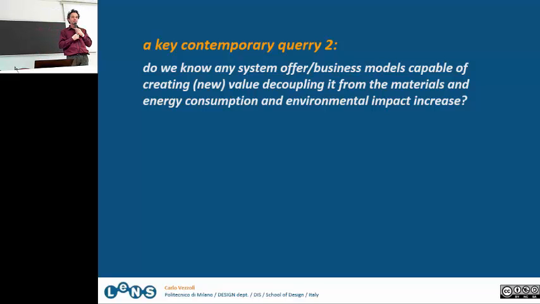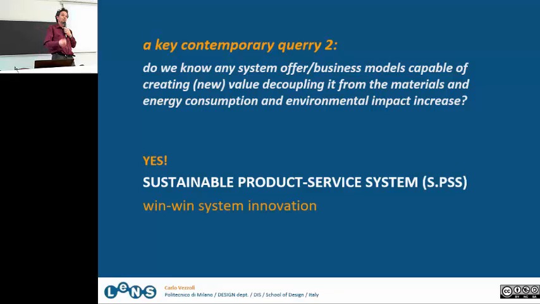That said, there is a second query. Do we know any business model that is capable of decoupling the economic and competitive interest of the company that is producing or providing the product, the manufacturer, from an increase in resource consumption and environmental impact? The answer actually is yes. If not, I would not be doing this course here. These business models are known, and they are called sustainable product service systems. They are win-win system innovations, and we will see why.